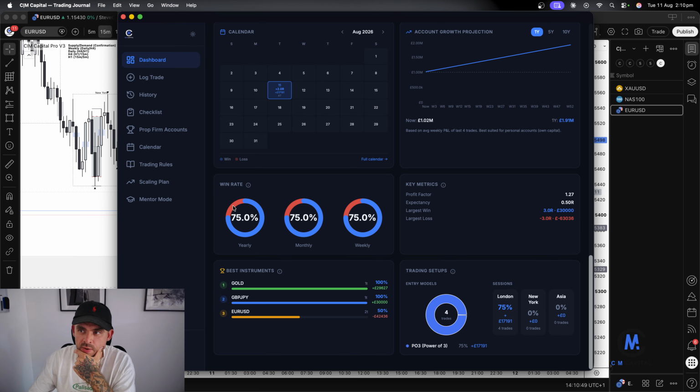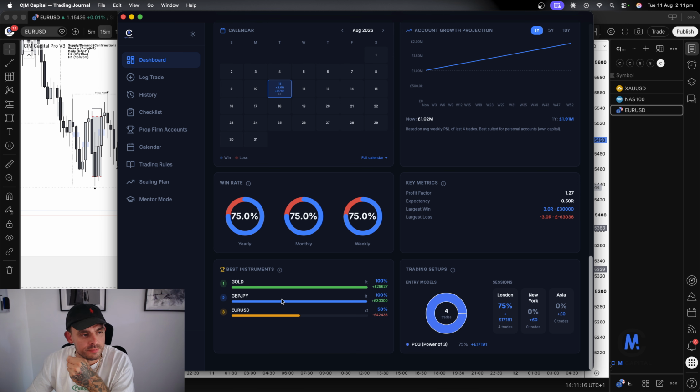Best instruments. I like this one. The more instruments you trade, there is a reward system. Not a reward system, but a first, second, and third position down here. So your best asset you trade will be at number 1, secondary best, then third best. Obviously, maybe the third best you might not want to trade anymore. So it's good to see that data. Entry models. We've taken 4 trades, but they've all been through the power of 3, which I should have changed some, but they will change colours through the different entry models you add.